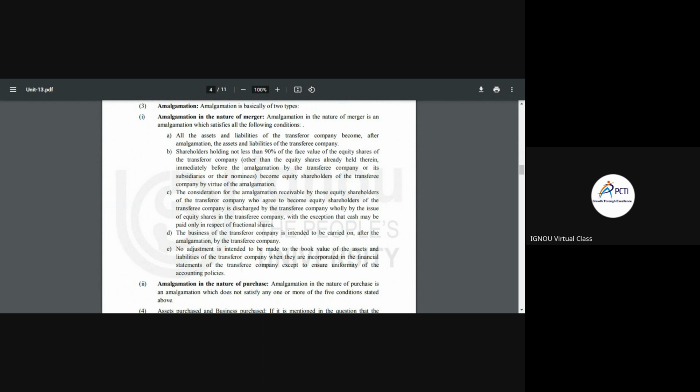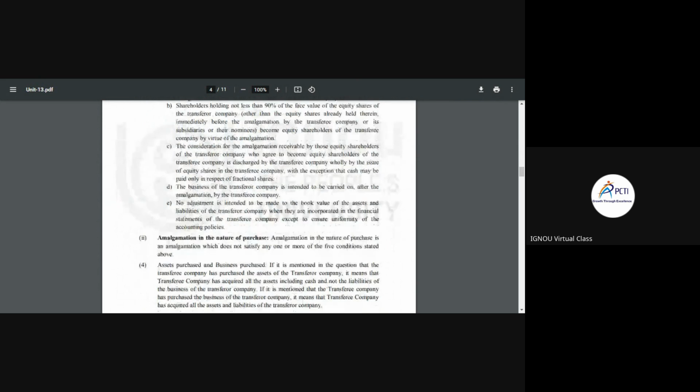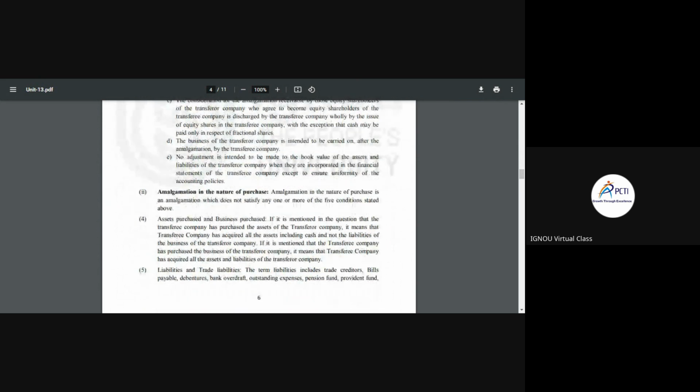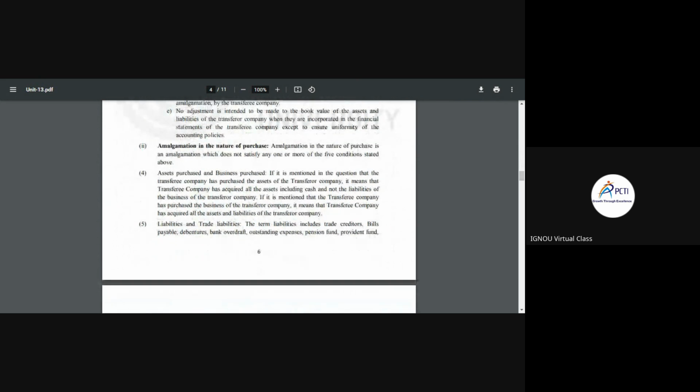Next one will be the business of the transferor company is intended to be carried on after the amalgamation by the transferee company. Then no adjustment is intended to be made to the book value of the assets and liabilities of the transferor company when they are incorporated in the financial statements of the transferee company, except to ensure uniformity of the accounting policies.